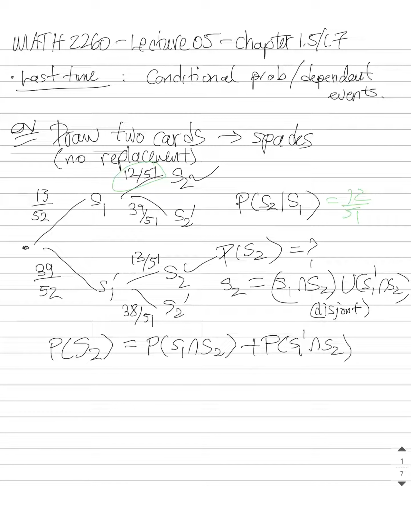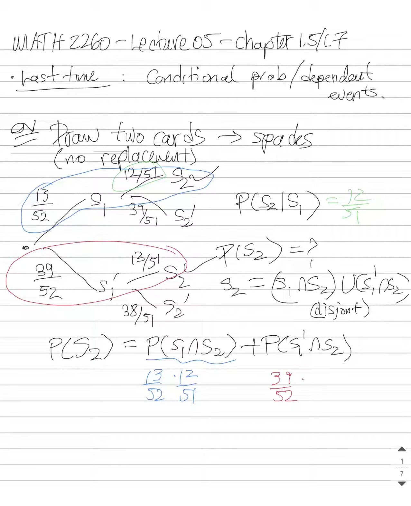And what's nice about the tree diagram is that it will tell you how to get them. So this first probability, it's a multiplication rule. It's a two-stage rule. It would be 13 out of 52 times 12 out of 51 because it's sequential, and we talked about the multiplication rule last time. And on the second branch, it would be 39 out of 52 times 13 out of 51.